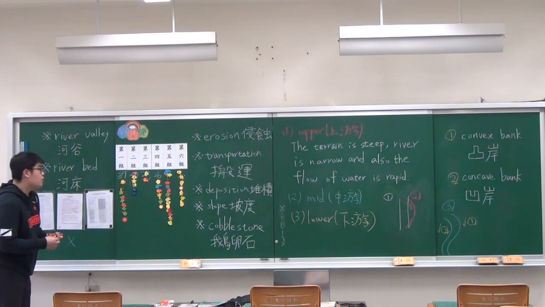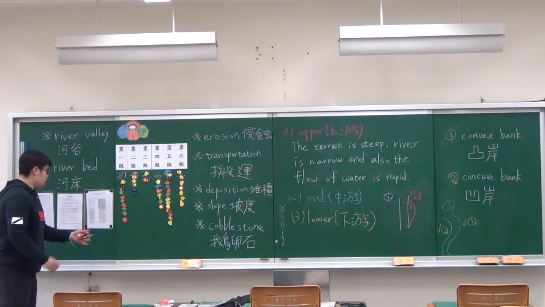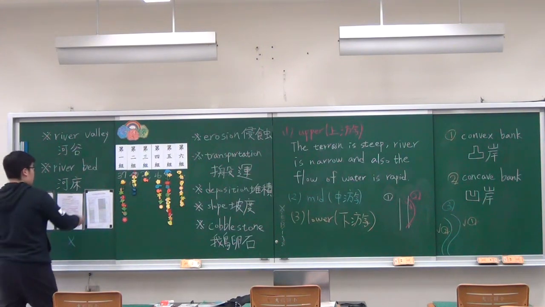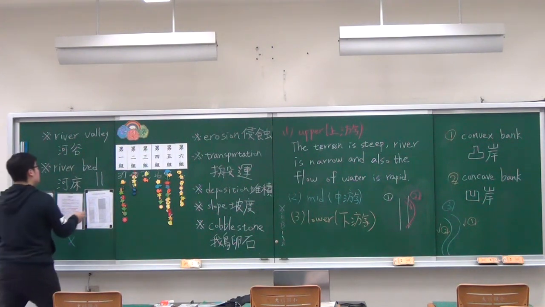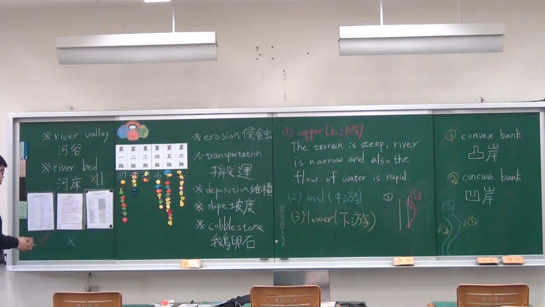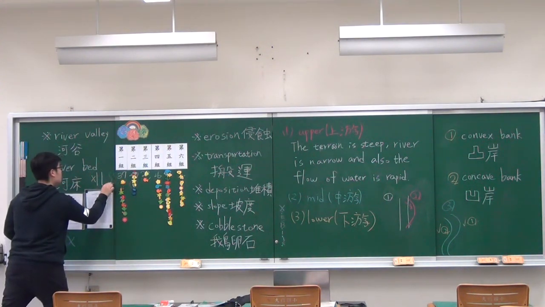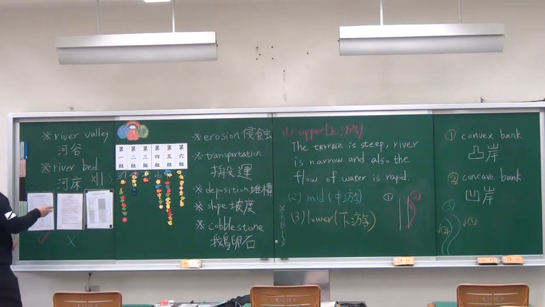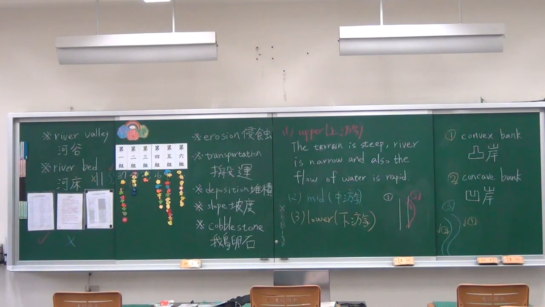And the convex and concave bank, group C, you drew a picture like this. So it is the incorrect answer. Actually we'll have to have the convex bank and the concave bank of the river, so it will actually be like this. So this is the correct answer.